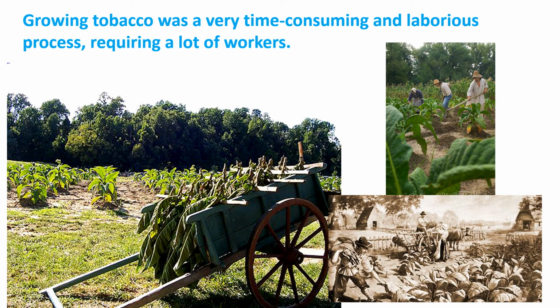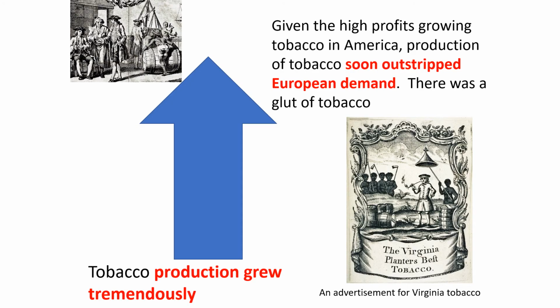Looking at how, more specifically, slavery developed from indentured servants, how it developed around African people, you've got to start with the staple crop that these Chesapeake and Virginia colonies are growing, tobacco. Tobacco was a very time-consuming and laborious process to grow. It required a lot of workers. Given the high profits growing tobacco in America, production of tobacco soon outstripped European demand. In short, there was a glut of tobacco.